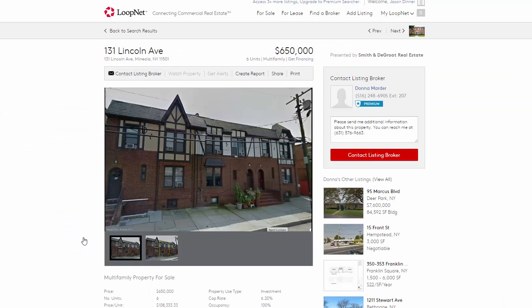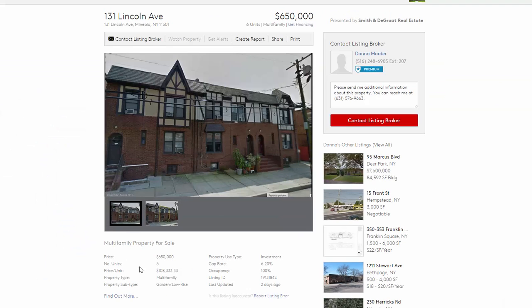I'll click on this one. Now, this is a 6 unit, which means you need a commercial loan. So realistically, I try to stay at 3 to 4 units. 4 units is the highest you can get without getting a commercial loan. Once it's 5 units, they consider it a commercial property. So I try to stay there.